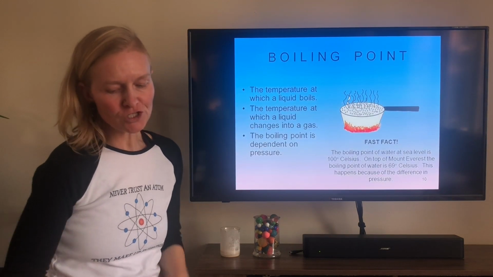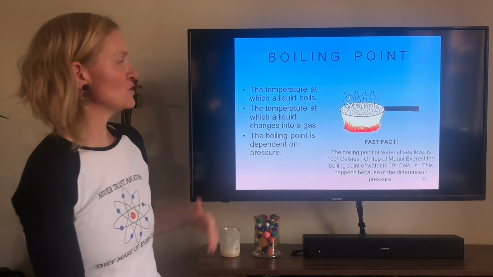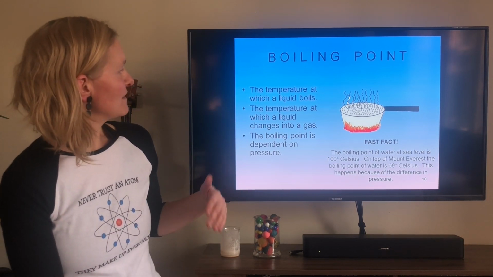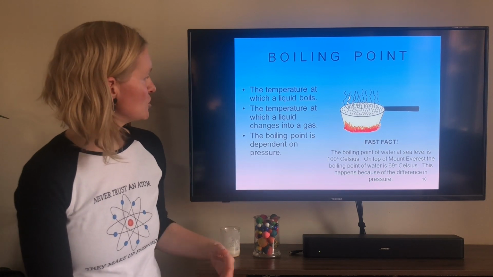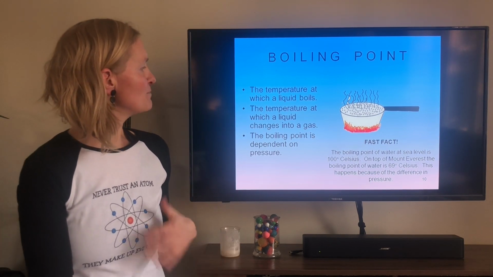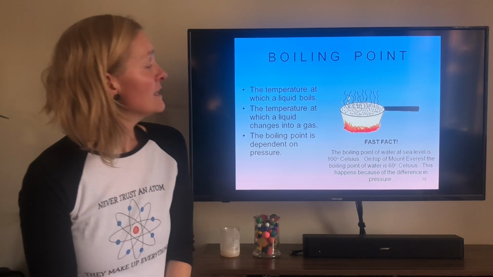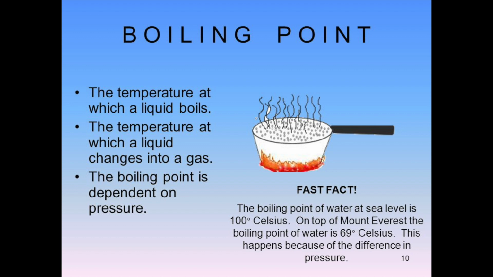So the temperature at which a liquid becomes a gas is called the boiling point. And this is the temperature, again, that the liquid will change into a gas. And the boiling point is dependent also on the pressure that it's under. Here's an interesting fact. The boiling point of water at sea level is 100 degrees Celsius. But on top of Mount Everest, the boiling point of water is 69 degrees Celsius. And this happens because of the difference of pressure between sea level and the top of Mount Everest.